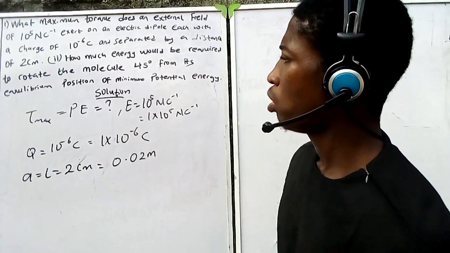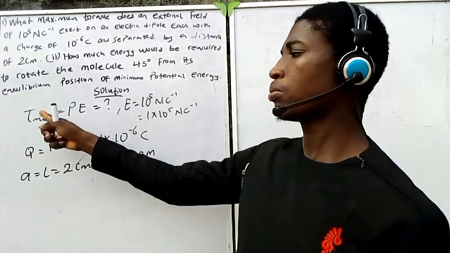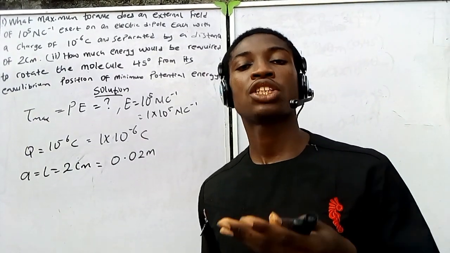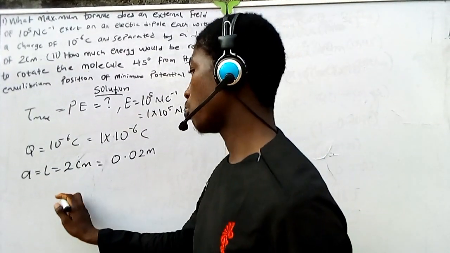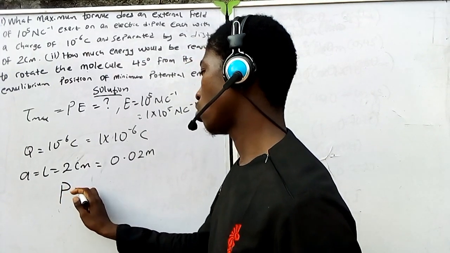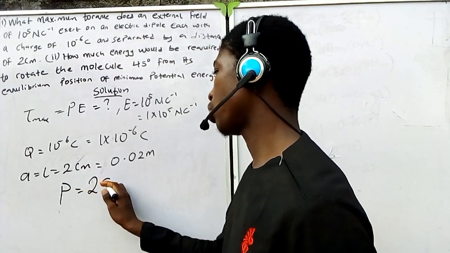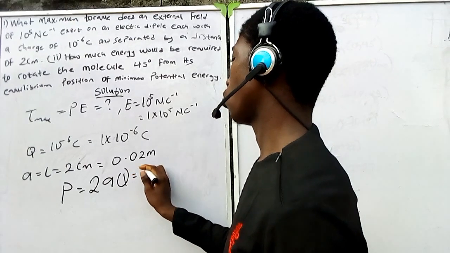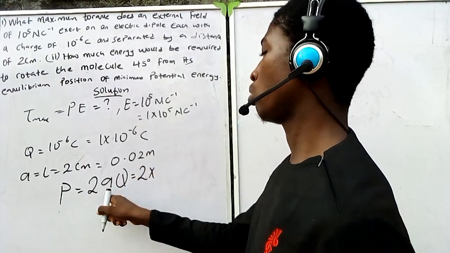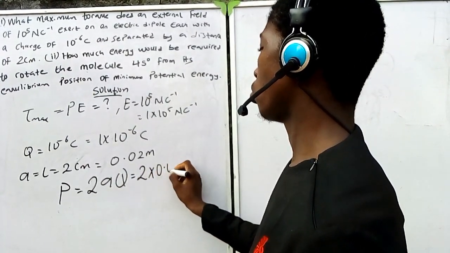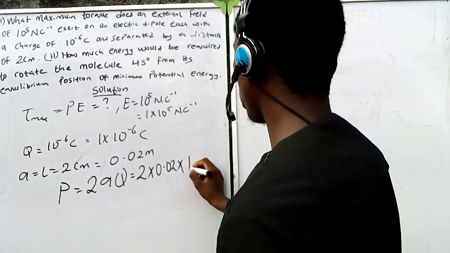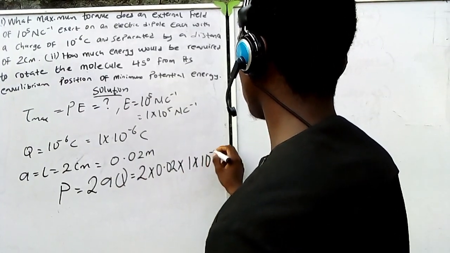So now, can we still go ahead in finding maximum torque? We don't still have our electric dipole moment, right? Now what's electric dipole moment? Electric dipole moment, P, is equal to twice the distance of separation times the charge, right? That is equal to 2 times the distance of separation, 0.02. Okay, what's the charge? The charge is 1 times 10 to the power of negative 6.